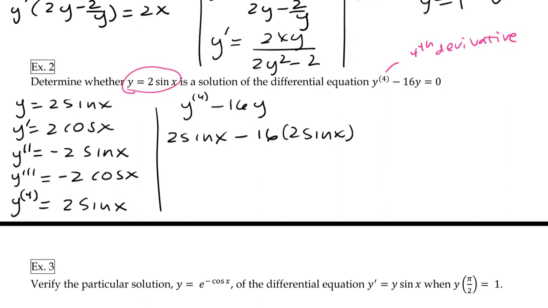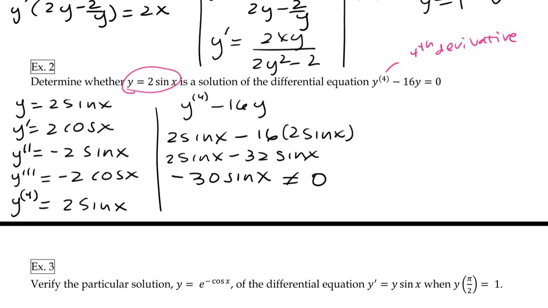Remember, our goal when we did this was to get 0. Let's see if it works. So now we have 2 sine x minus 32 sine x. That is going to be negative 30 sine x. And what did they claim? They claimed that we should get 0. Did we get 0? No way. That's not equal to 0.